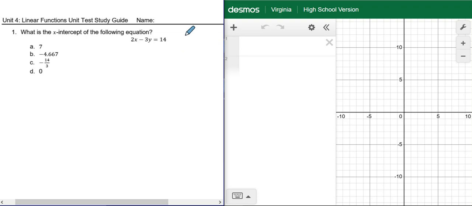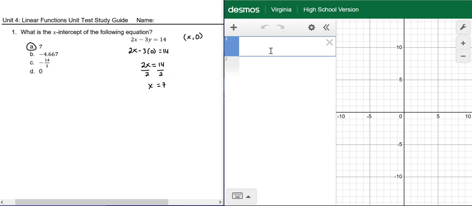The first way is, the x-intercept is where your y-coordinate is equal to 0, which means I can take my equation and plug in 0 for my y and then solve. So 3 times 0 is 0, and so you can just bring down the 2x, bring down the 14, and then solve it by dividing by 2. So x equals 7. X equals 7 is the x-intercept.